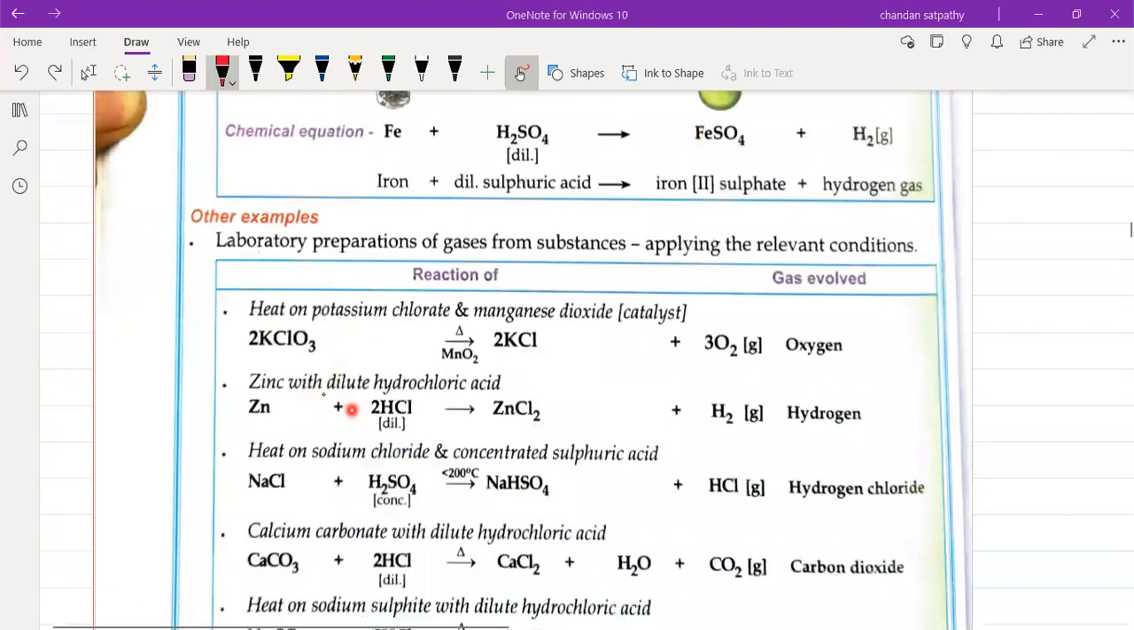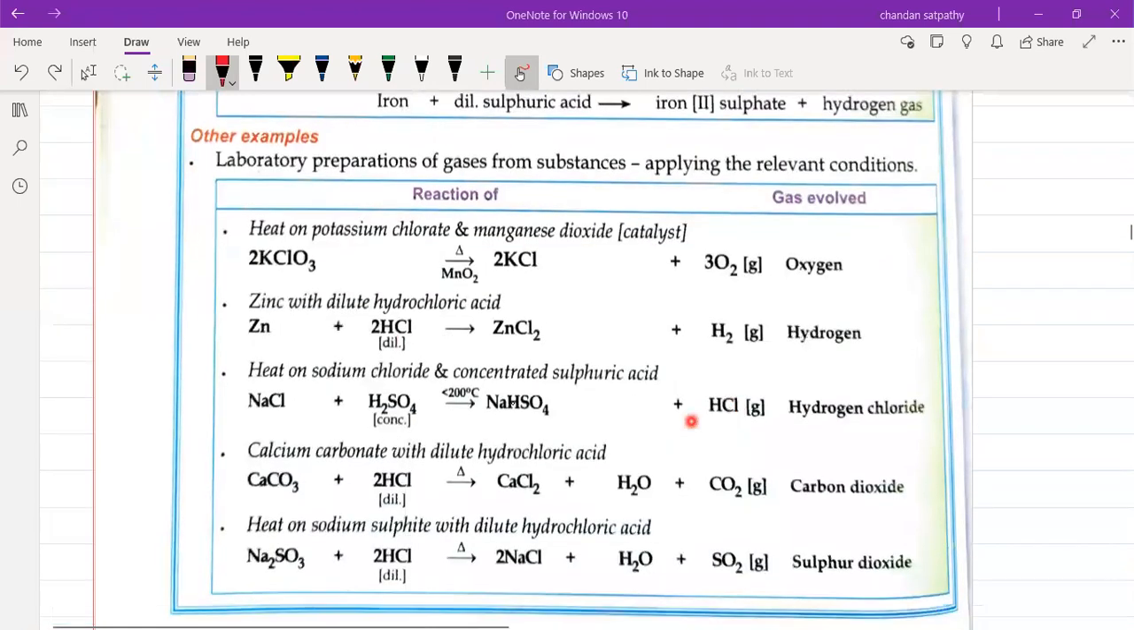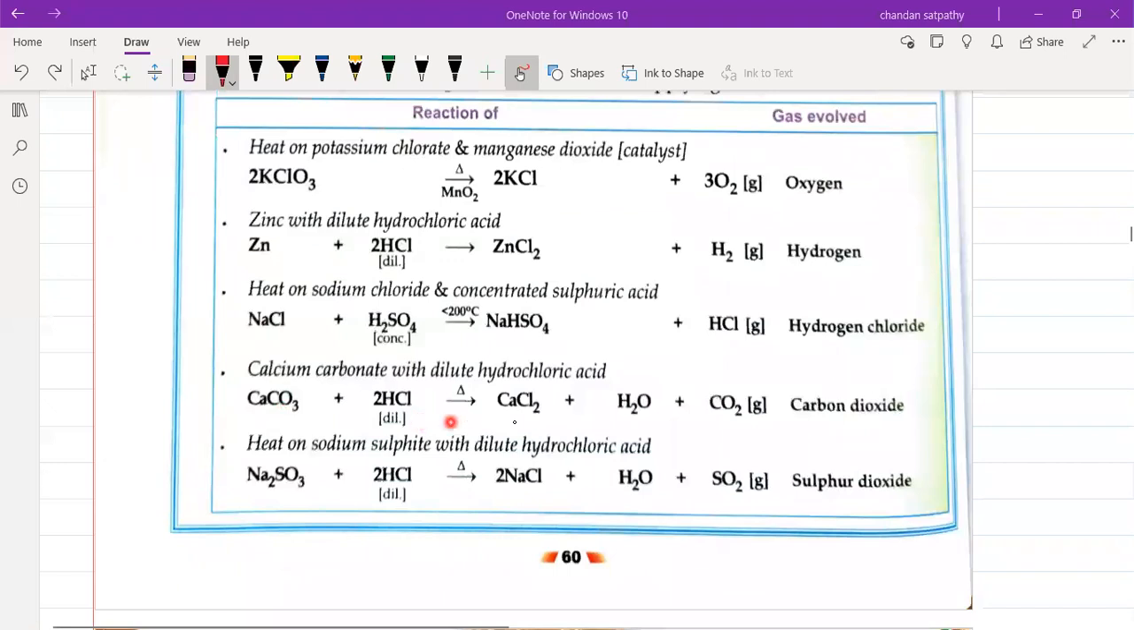Some other examples are also there. When potassium chlorate is heated, we get potassium chloride plus oxygen gas. So here oxygen gas is formed. In this reaction, how can we know that the reaction has started? If we see oxygen gas is formed, we can say that the reaction has started. Similarly, zinc, when reacted with hydrochloric acid, gives zinc chloride plus hydrogen gas. When sodium chloride is reacted with concentrated sulfuric acid, we get sodium sulfate, sodium bisulfate, and hydrogen chloride gas. When calcium carbonate is reacted with dilute hydrochloric acid, we get calcium chloride plus water plus carbon dioxide. So here the gas formed is carbon dioxide.